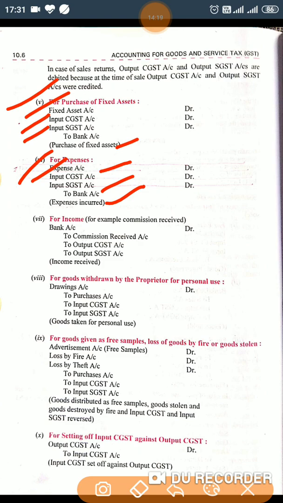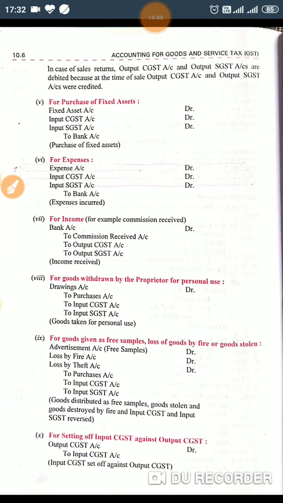You can also write cash account if you are making payment in cash. And at the same time, if you are not making payment at all, for that outstanding expenses account will be credited. We have discussed earlier, if expenses are not paid, they are outstanding, so instead of bank you will credit the outstanding expenses account.